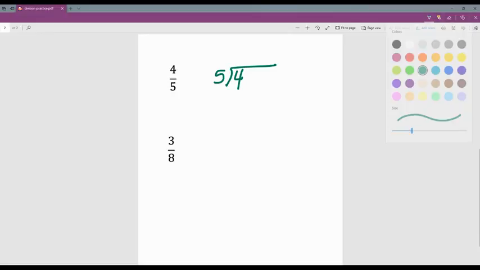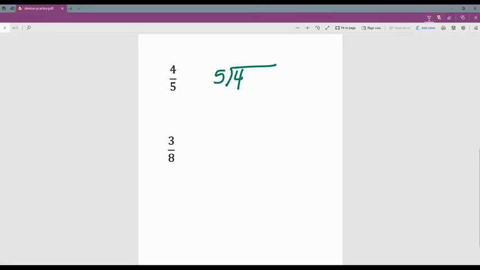Now, we can totally solve this problem still. 5 can't go into 4, so we're going to put a 0 here. 5 times 0 is 0, and we subtract and get 4. Now you might be saying, but that's still not helping me. That's kind of taking me back to where I first started. Yes, that's true. However, we can add a decimal after the 4, and we need to make sure we put our decimal up in our quotient as well. And we can tack on a 0 as a placeholder to kind of help us out.